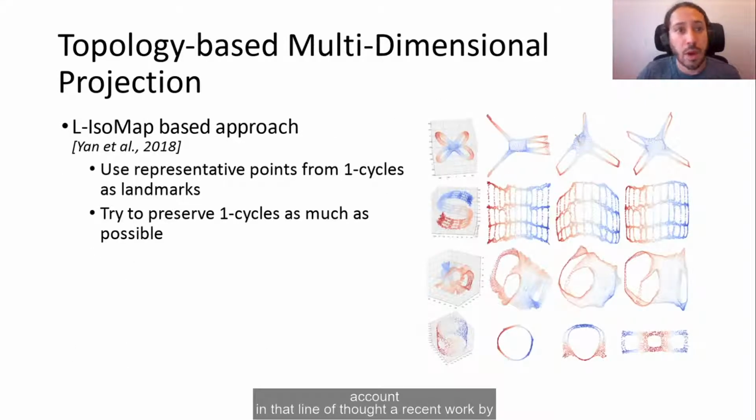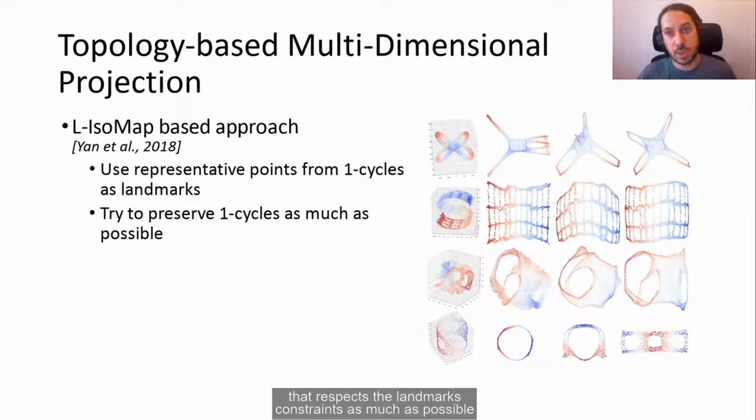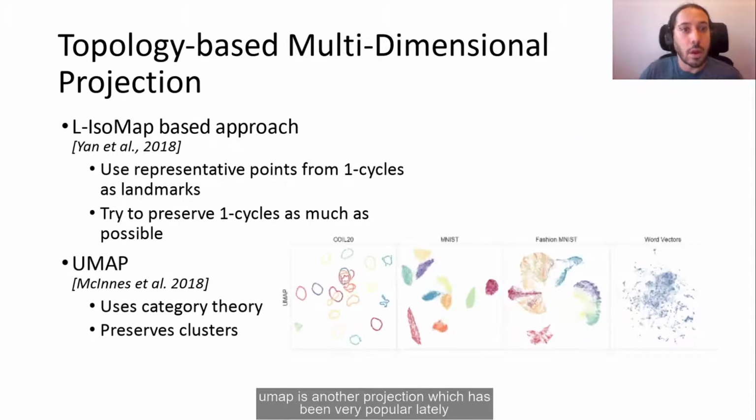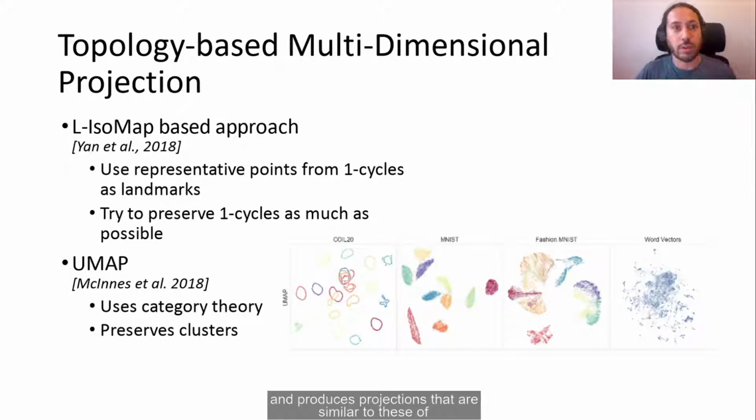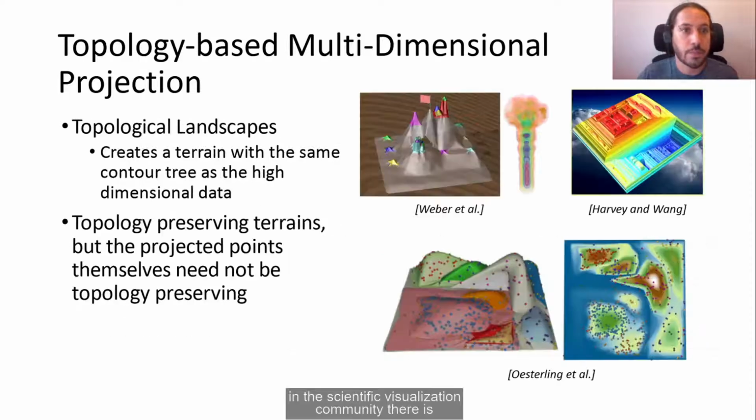In that line of thought, a recent work by Yan et al. built upon the landmark Isomap approach, and specifically in order to preserve the cycles in the data, representative points from detected cycles are used as landmarks, and Isomap is then used to project the data in a way that respects the landmark constraints as much as possible. UMAP is another projection which has been very popular lately. It makes use of category theory to preserve neighborhood properties and produces projections that are similar to those of t-SNE.